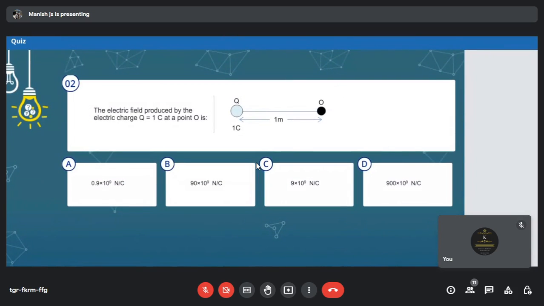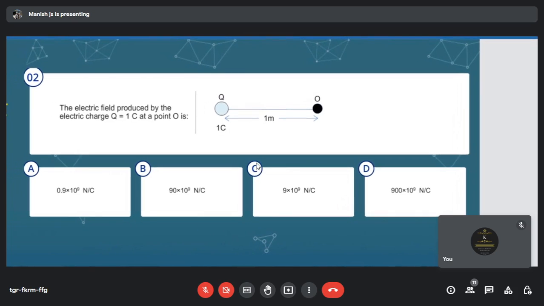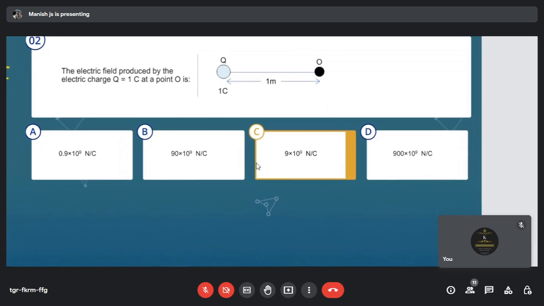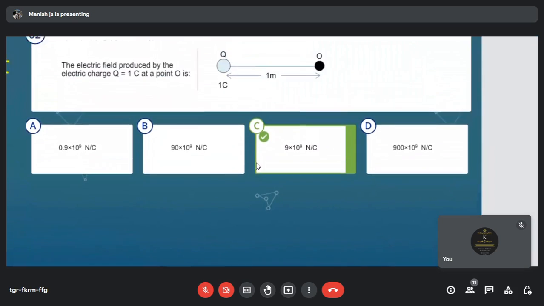The electric field produced by the electric charge of 1 coulomb at point O. What is the electric field produced by the electric charge of 1 coulomb at point O? What is the electric field due to the electric charge? 9 into 10 power 9, option C. 9 into 10 power 9. Yes, it is 9 into 10 power 9.